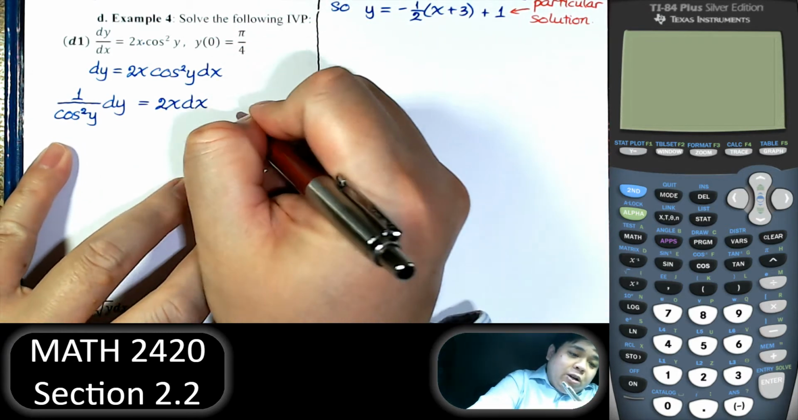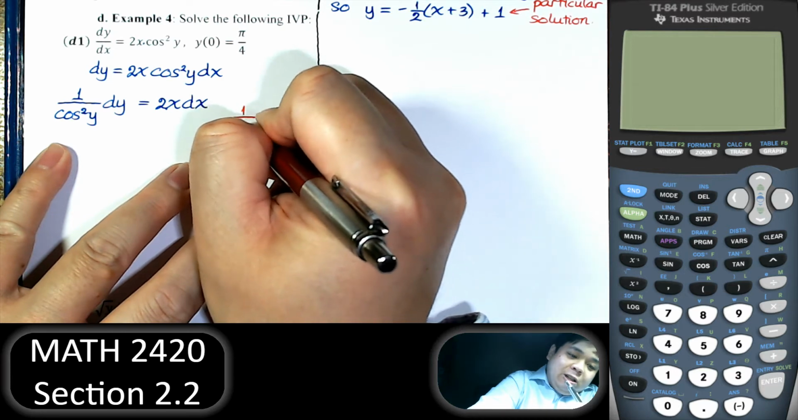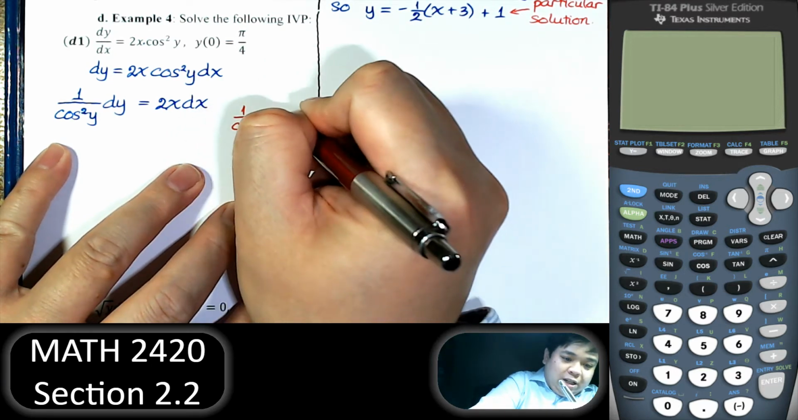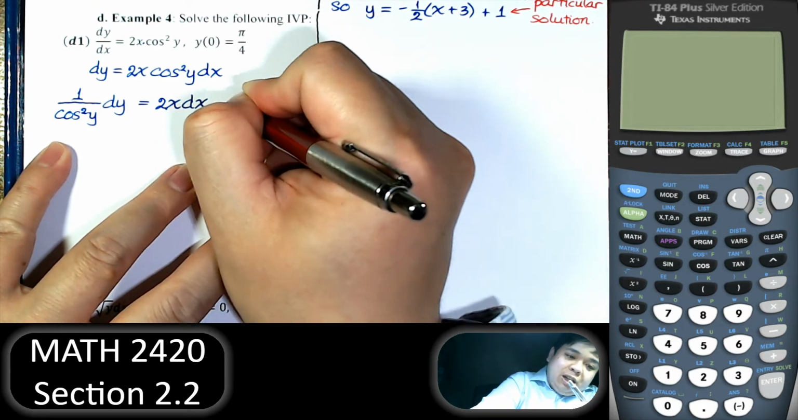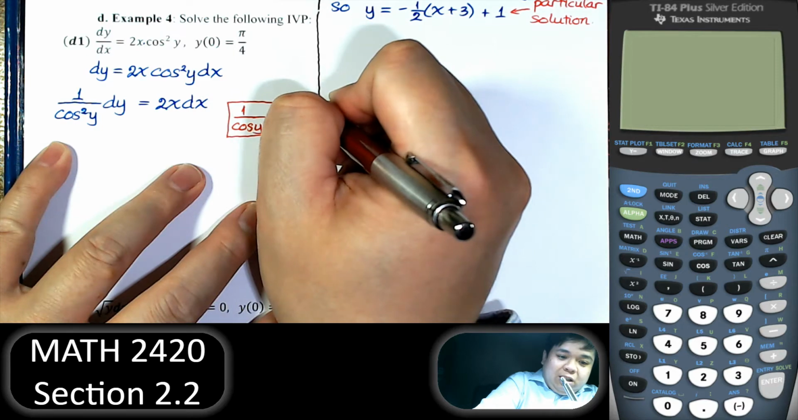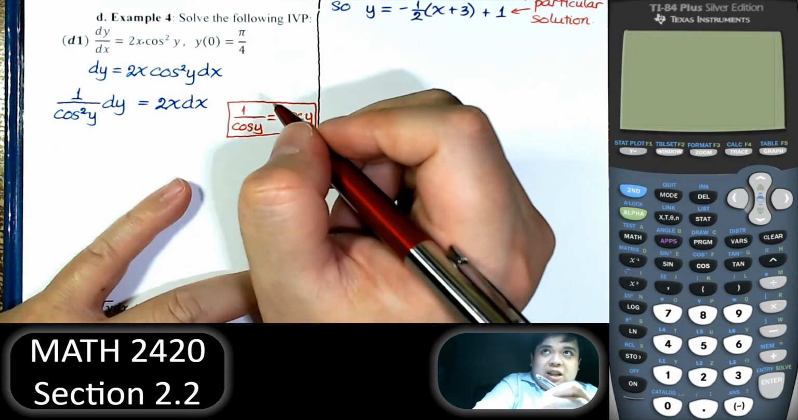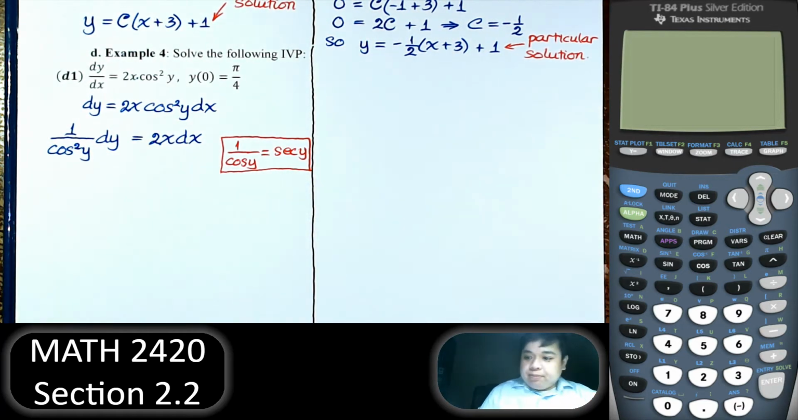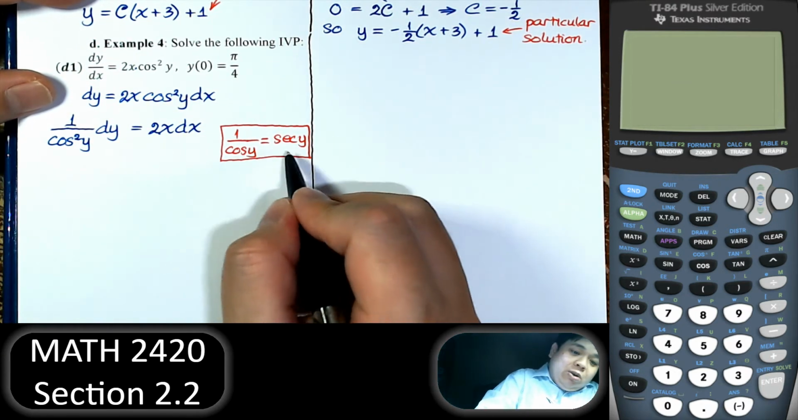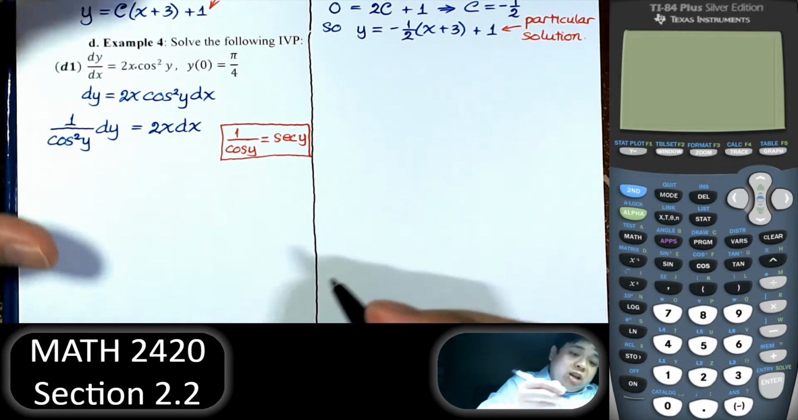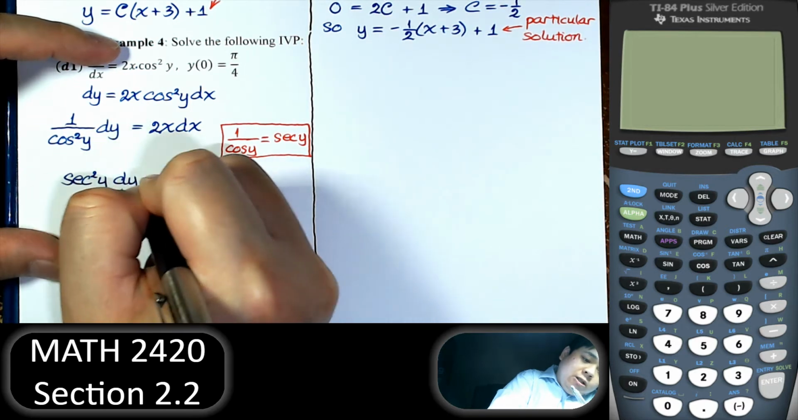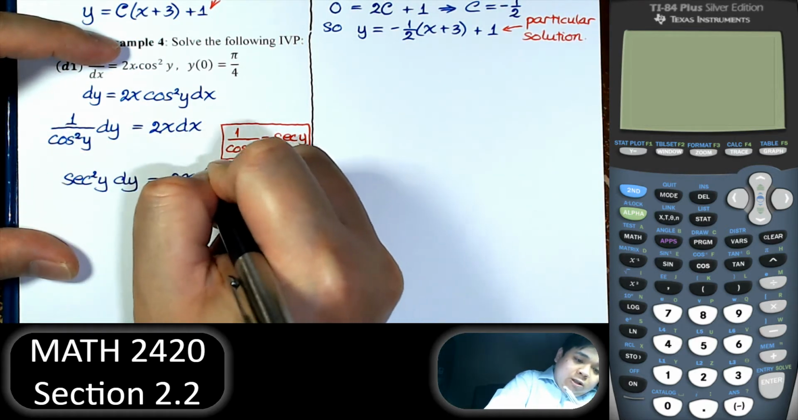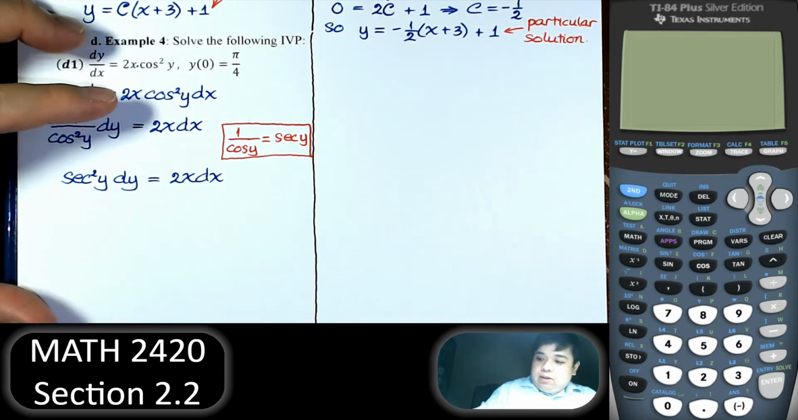So 1 over cosine is equal to secant. Every time we need something in trigonometry, precalculus or calculus, I will write that again in the box, like those are the things that we might need to know. So that will be secant, and we have the square, so that will be secant squared. And then we'll just integrate both sides.